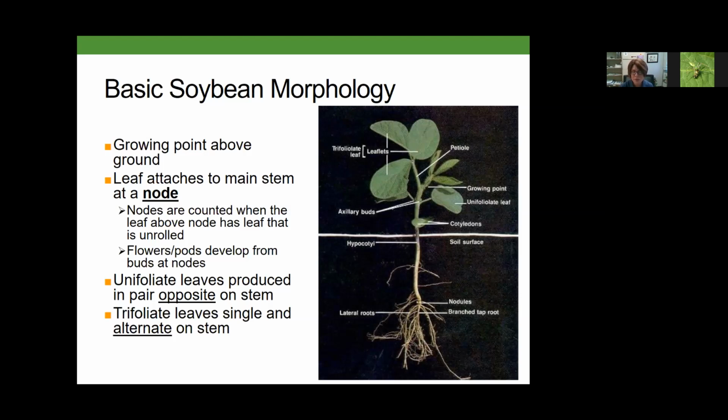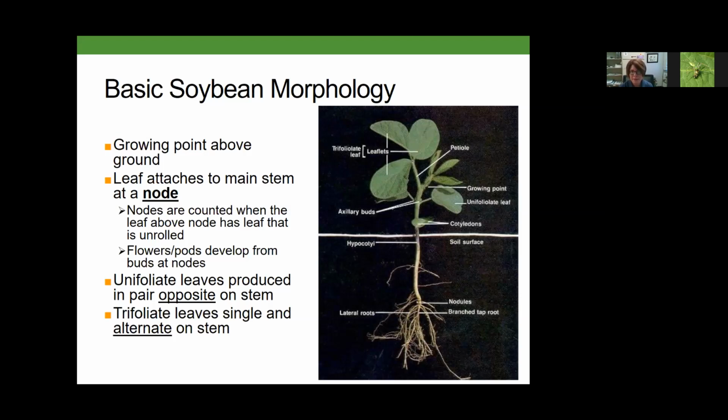The nodes are important because at the nodes, there's specialized tissue that will form flowering structures that develop into pods. And there are special axillary buds at the base of the plant that can produce branching. And branching is another source of pods and flowers.